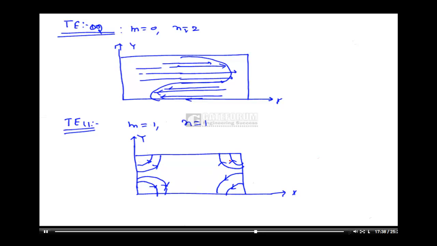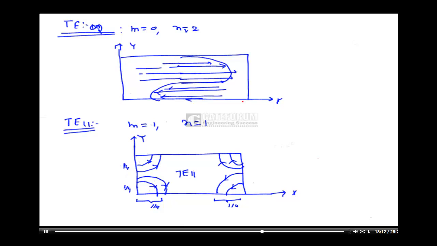This is the representation of TE11. If you look at this, this is 1/4 cycle, and this is another 1/4 cycle. So along the x-axis it is totally half, so m is equal to 1. Similarly, along the y-axis this is 1/4, and this is another 1/4, so this is total half.